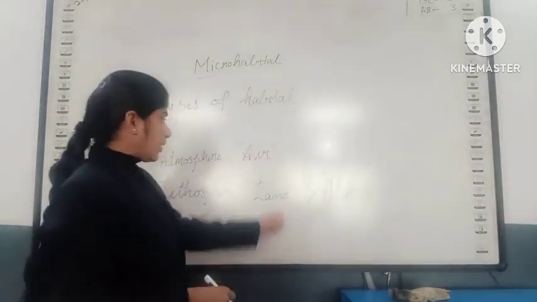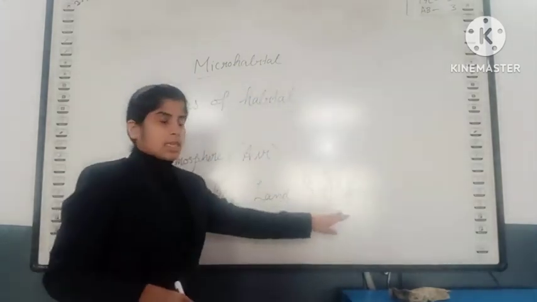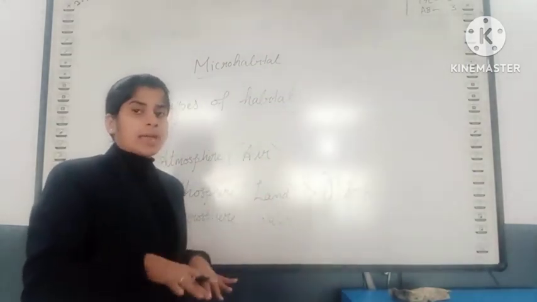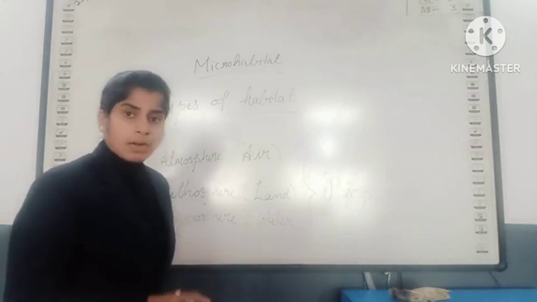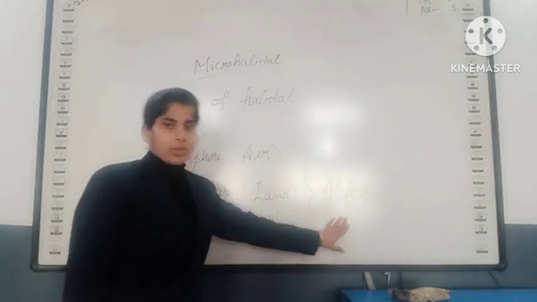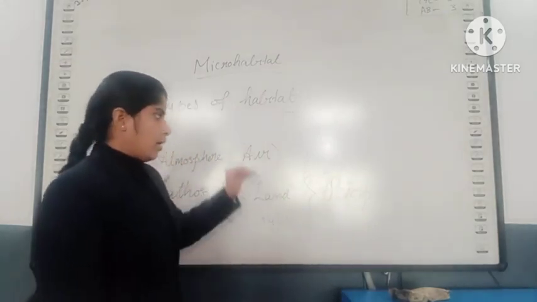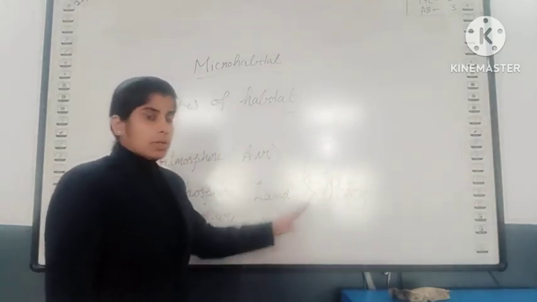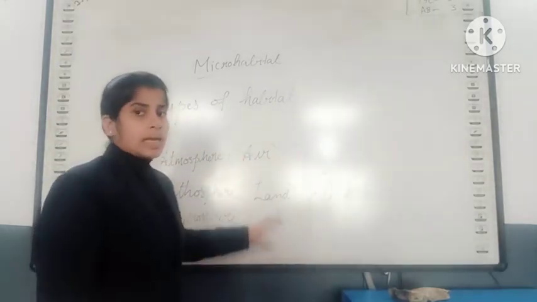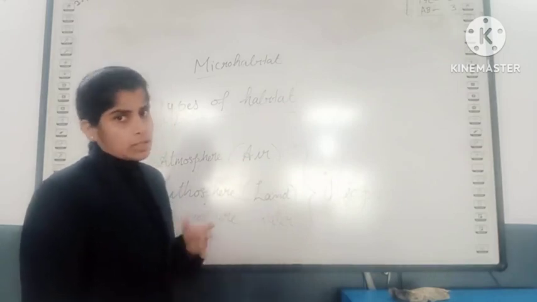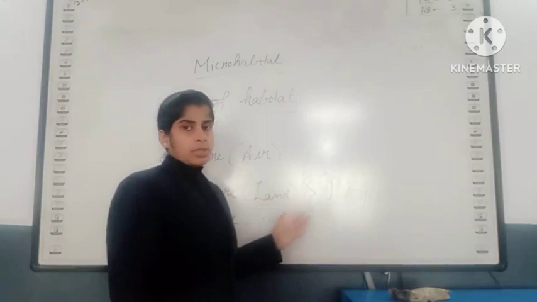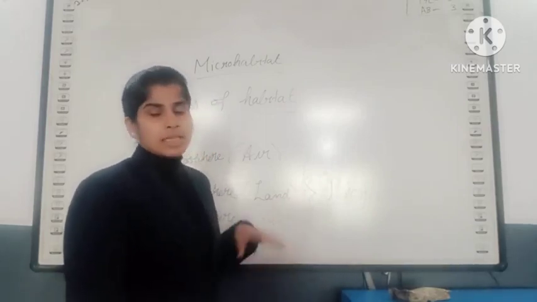Biosphere. Biosphere includes air, land and water, where living organisms live. That is what we call the biosphere. Is it clear? So biosphere includes air, land and water, where living organisms exist.